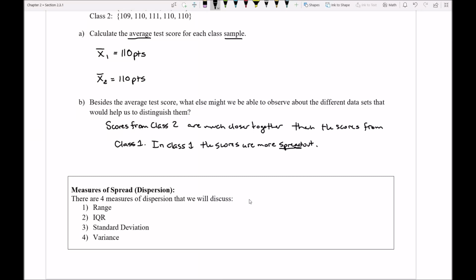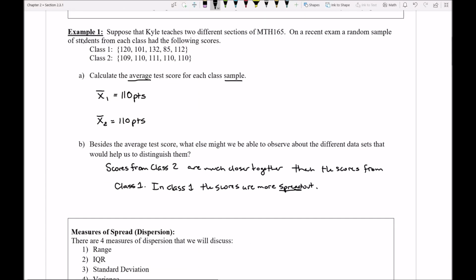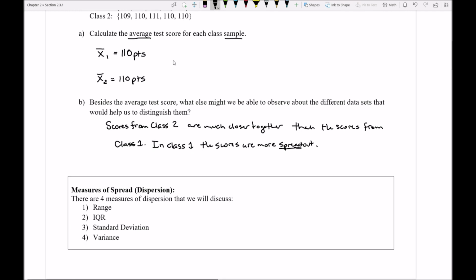So let's continue on by taking a look at the additional parts on the next page for example number 1. Remember, this dealt with two classes of students that were scoring very differently on exams. We saw that class 1 had scores that were very spread out from each other, and class 2 had scores that were all kind of clumped together.